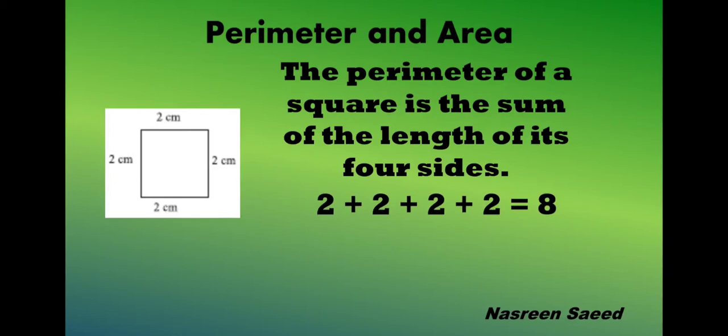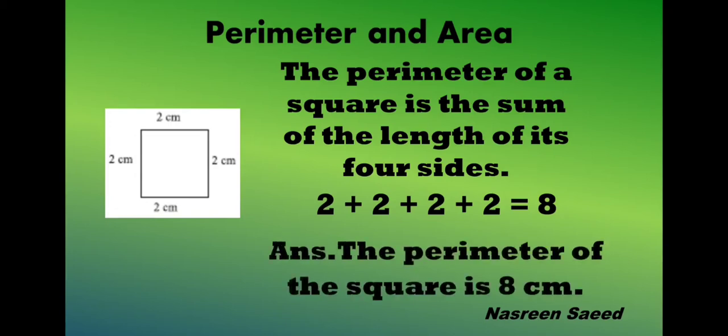Yes, we'll total all the four sides, that is 2 plus 2 plus 2 plus 2, we get the answer 8. Therefore, the perimeter of the square is 8 centimeter.